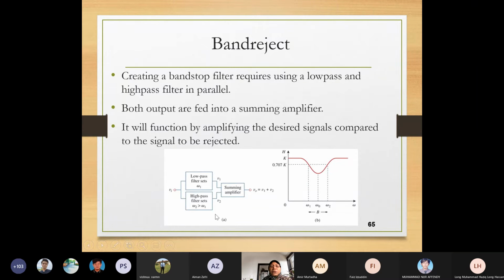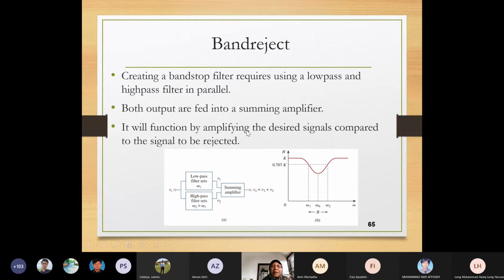You can also do a series cascade system. However, the difference between band reject filter and band pass filter is that you do a parallel low pass and high pass filter, then you do a summing amplifier, then you will have this band reject filter. Okay, creating a band stop filter requires using a low pass and high pass filter in parallel. Both outputs are fed into a summing amplifier.